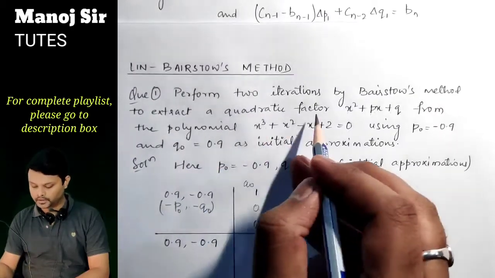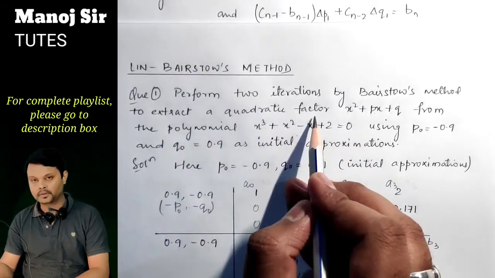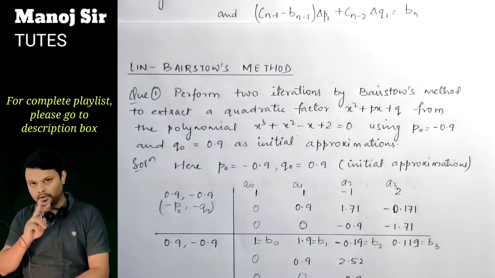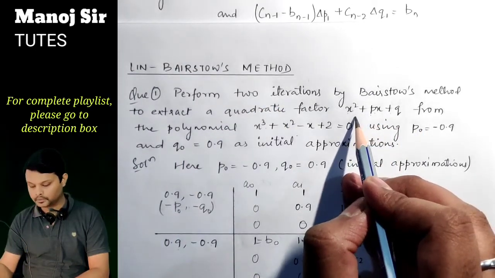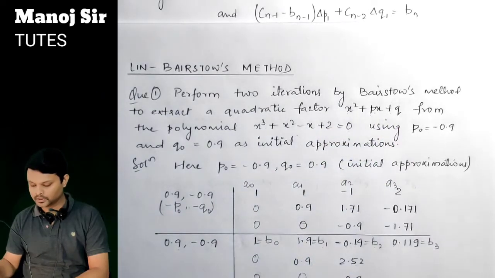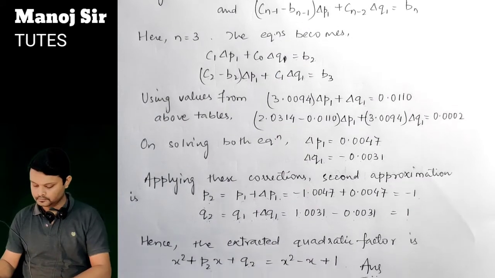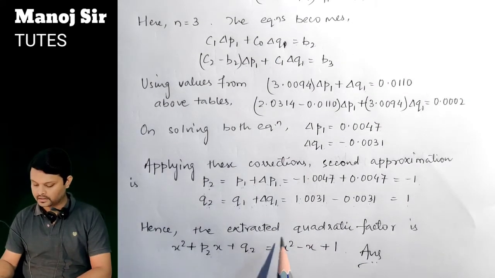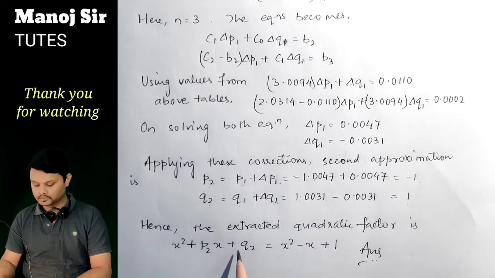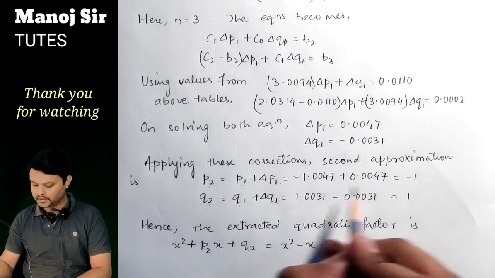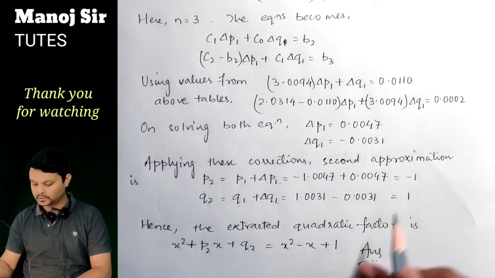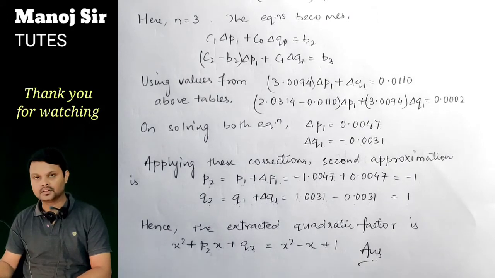After two iterations, we can extract a quadratic factor, that is x square plus px plus q. Since we have performed two iterations, here we have to use the quadratic factor as x square plus p2x plus q2. Here you can see the extracted quadratic factor is given by x square plus p2x plus q2. What is p2? That is minus 1. So x square minus 1 into x, that is minus x, plus q2, that is 1, so plus 1. And this is the required answer.